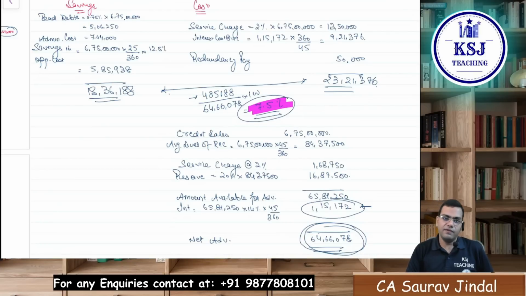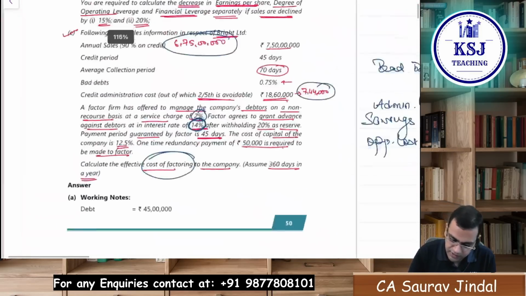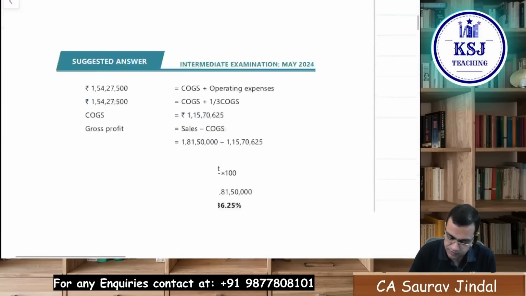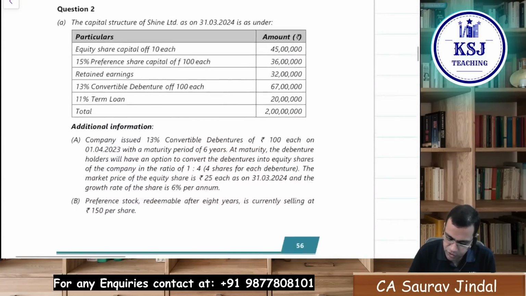Right? So effective cost of factoring means that to use the money that you will receive from the factor, which is 64,66,078, what is the cost that the company will have to bear? The cost that the company will have to bear is this one, 4,85,188. Right? Okay, so good one, sir. C part done. Question number 1, we are done with all the 3 parts. You can verify the answers, right? Okay, let's move to question number 2.